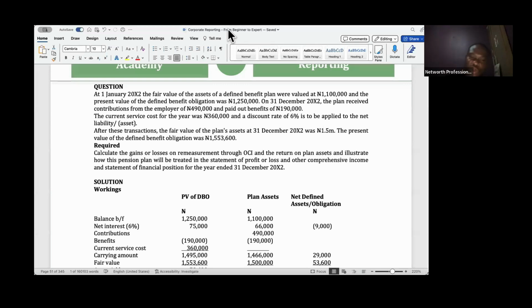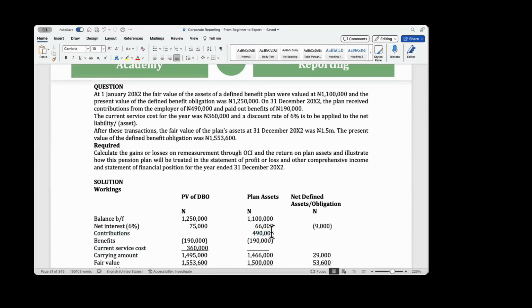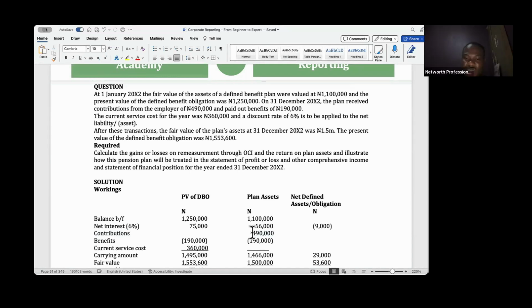So again, if that will make you understand it, that is what it looks like. In fact, that is what it is. The way the actuary will have done it is that he will have gotten this current service cost by doing the present value of this contribution. This contribution is like, I'm contributing 490 for your future. But the worth of it today is this current service cost.